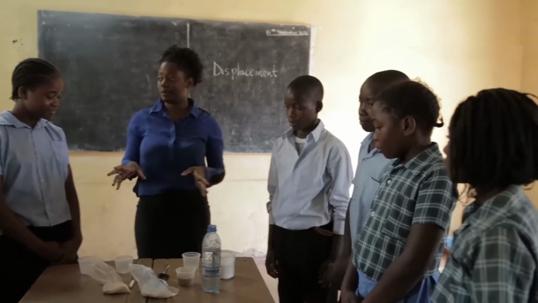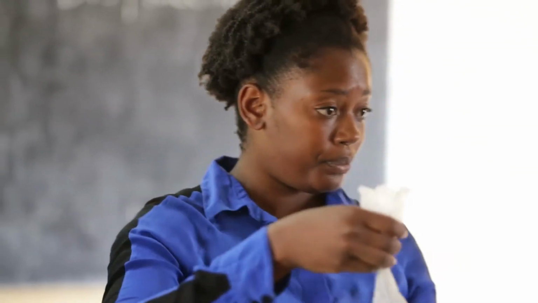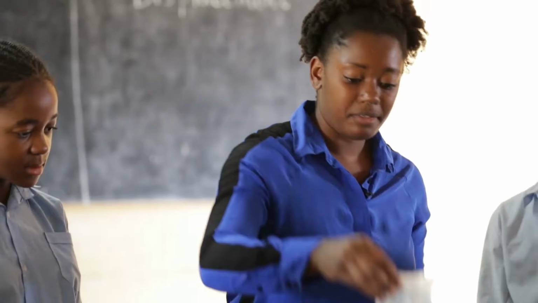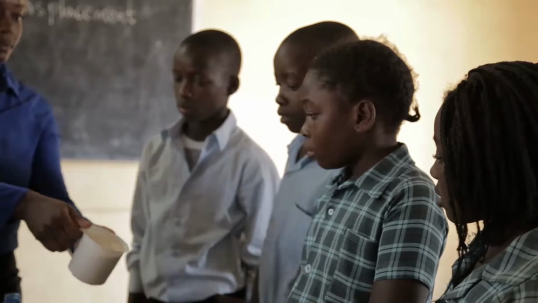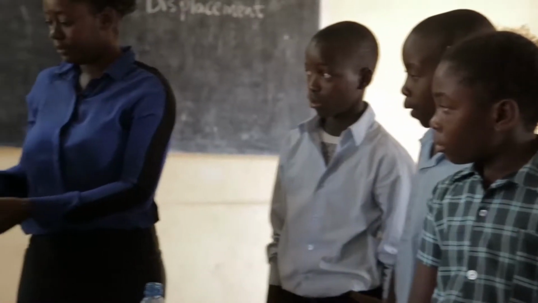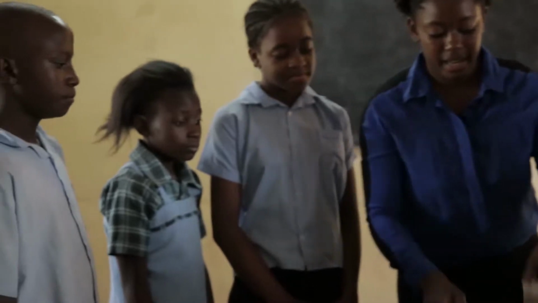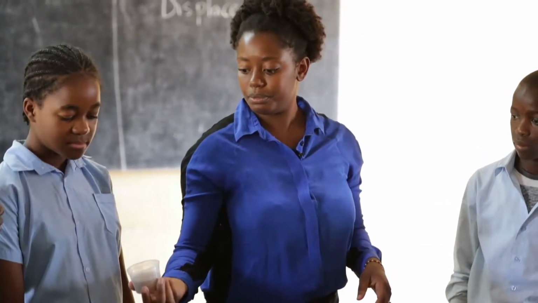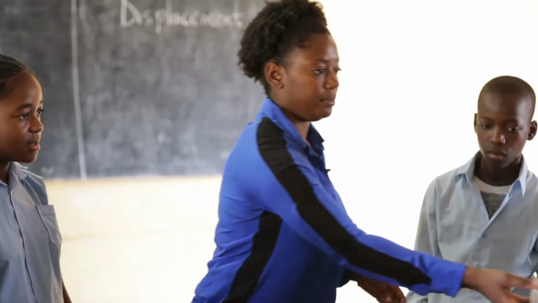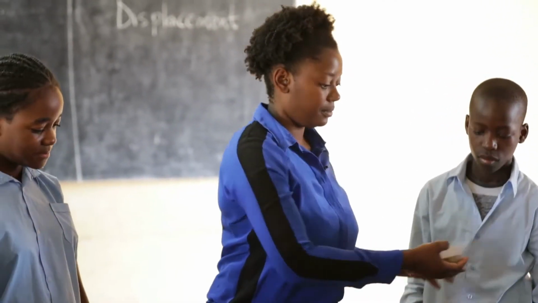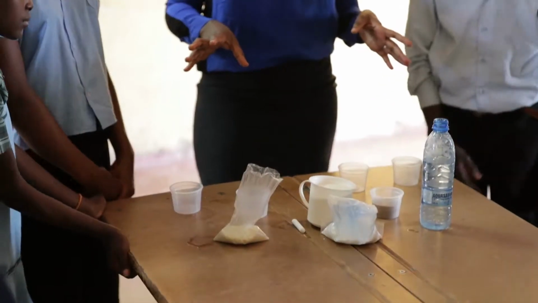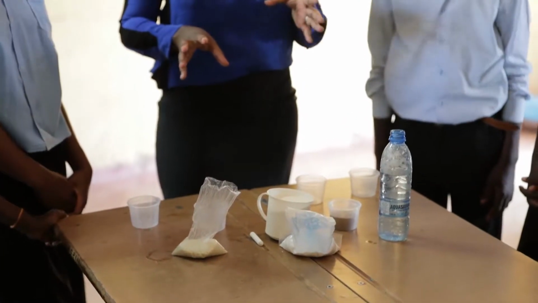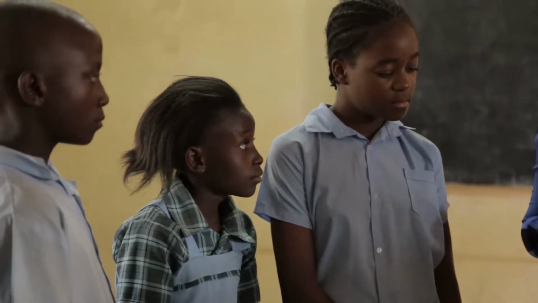So in this activity, we're going to look at a few things. I have here some sugar, okay? I have some salt. I have some mealie meal. You see that? And I have some soil, some sand. So what we're going to do with this is we're going to try and find out if they are soluble or insoluble. Do we know what these two words mean?